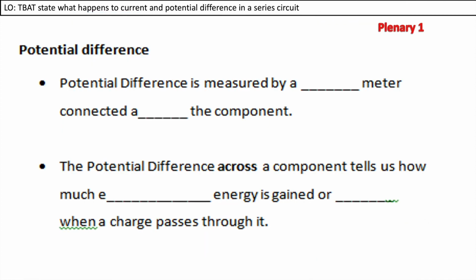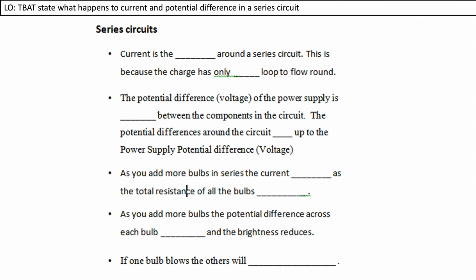So first plenary, read through these and work out what goes in each gap. The start of lots of the letters are there for you. So we have potential difference is measured by a voltmeter connected in parallel, or across the component. The potential difference across the component tells us how much electrical energy is gained or lost when a charge passes through it. The second plenary, have a look at that, read through it and work out what your answers are going to be. Pause the video.